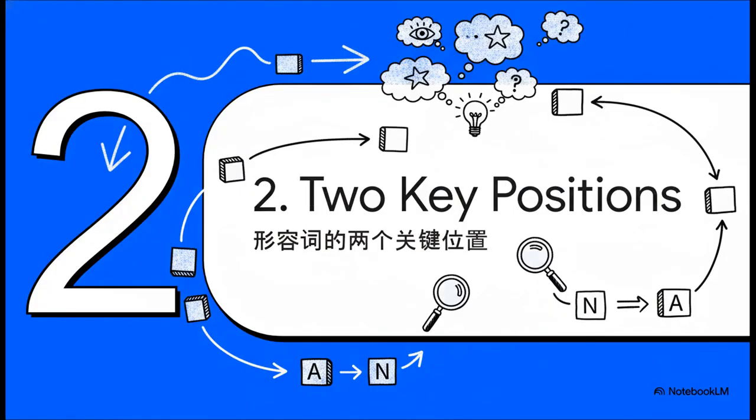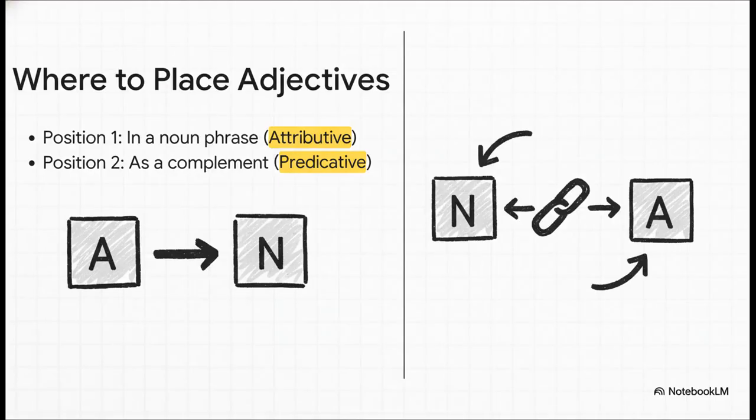So where do we actually put these powerful little words? It might seem simple, but there are two key positions in a sentence. And as we're about to see, choosing one spot over the other can completely change the meaning of what you're saying. The first spot, and the one you probably use all the time, is right before the noun it's describing. This is called the attributive position. The second spot is after a linking verb, like is or seems, where the adjective acts as a complement, and we call that one the predicative position.